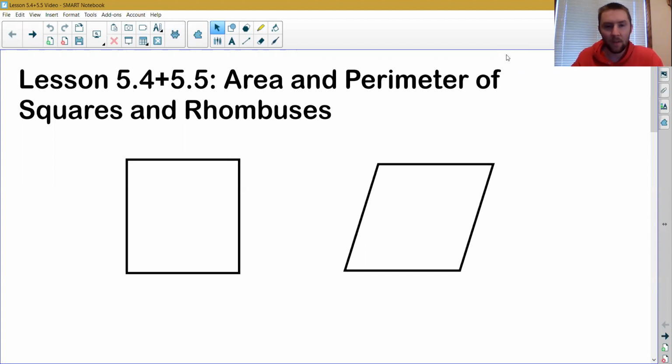We're doing two lessons in this video, talking more about area and perimeter, reviewing some things about area and perimeter of some more specific four-sided shapes. In this video, we're going to talk about squares and rhombuses. Squares are one of the easiest shapes to find the area and perimeter of, so that's going to be pretty quick. Rhombuses actually have one special way that we can find the area that's sort of different than the rest, but we also can use the good old-fashioned base times height for that as well.